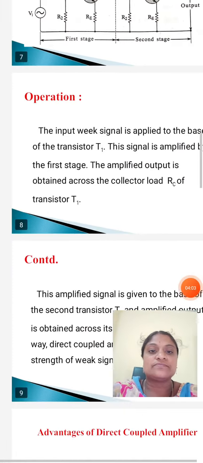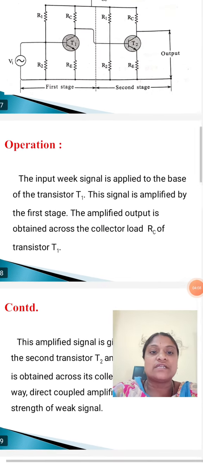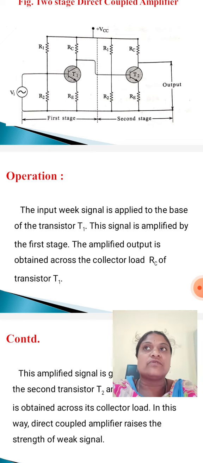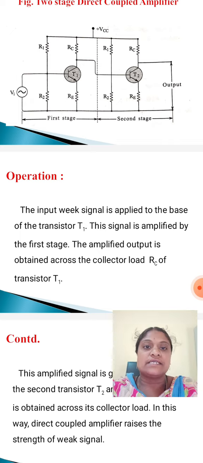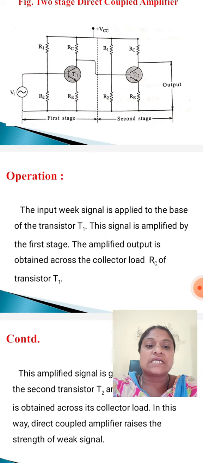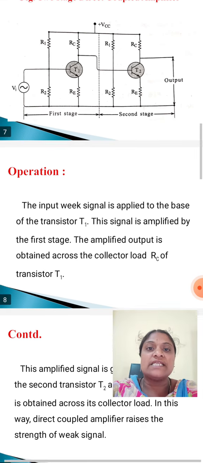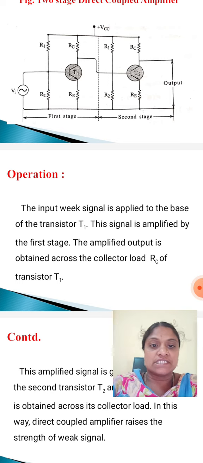Next, operation or working principle. Here R1 and R2 form a potential divider or voltage divider bias, or self bias. RE is the emitter resistor. There is no bypass capacitor here. The input signal is Vi, a weak signal, which is applied to the base of transistor T1.